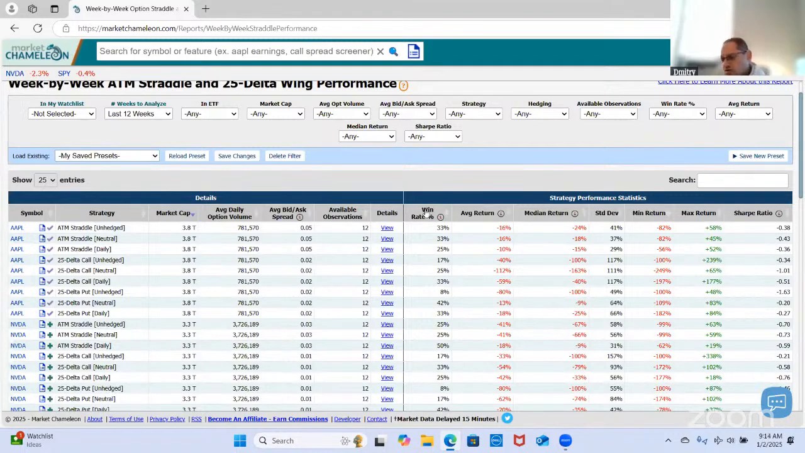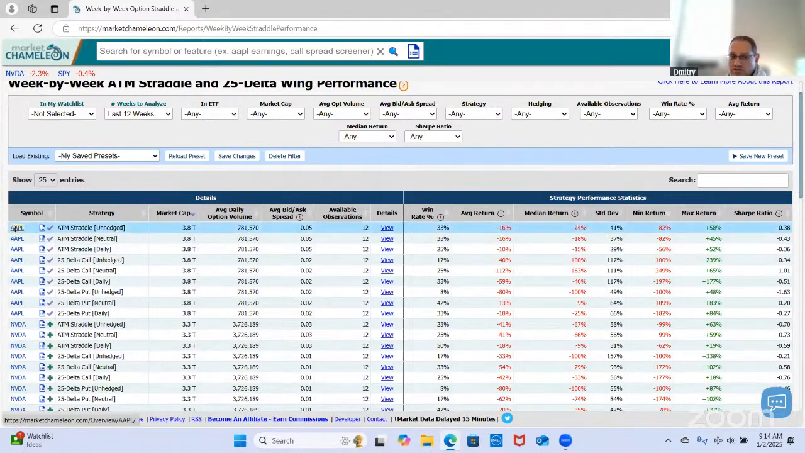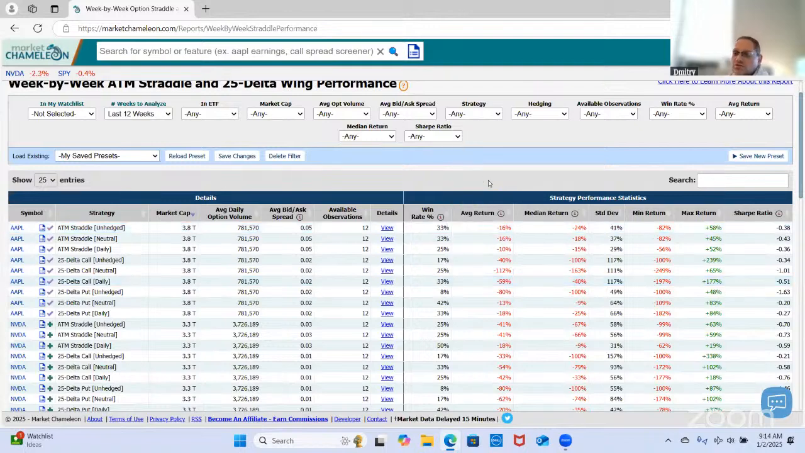The win rate is the percentage of our observations that the straddle was worth more at the end of the period than it was at the start of the period. Okay, gain value, appreciate it. In the last 12 weeks here in Apple, we could see that happen 33% of the time. So a third of the time, whatever the straddle was at the start, it was worth more at the end.